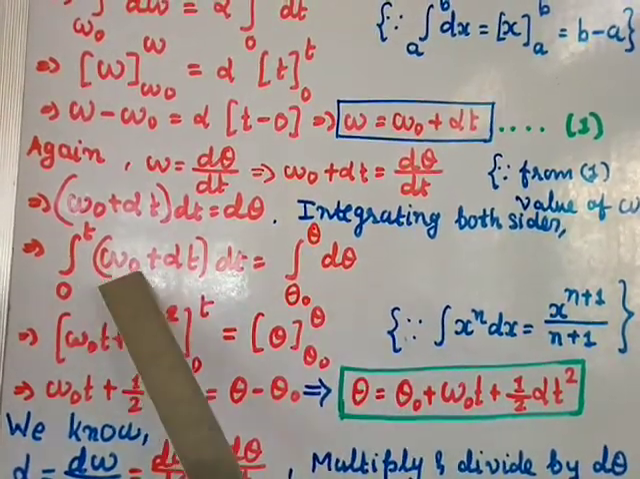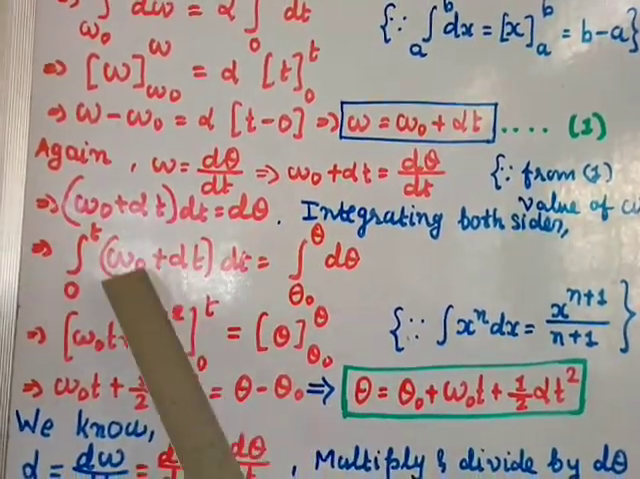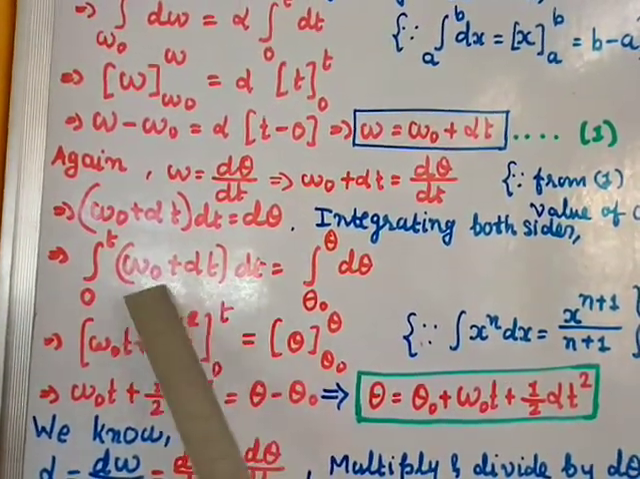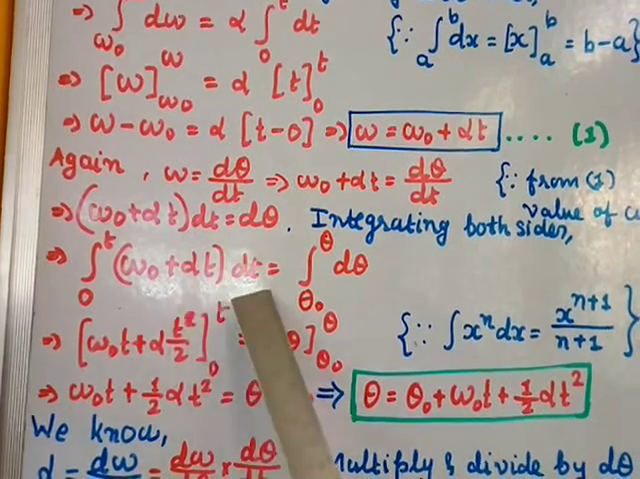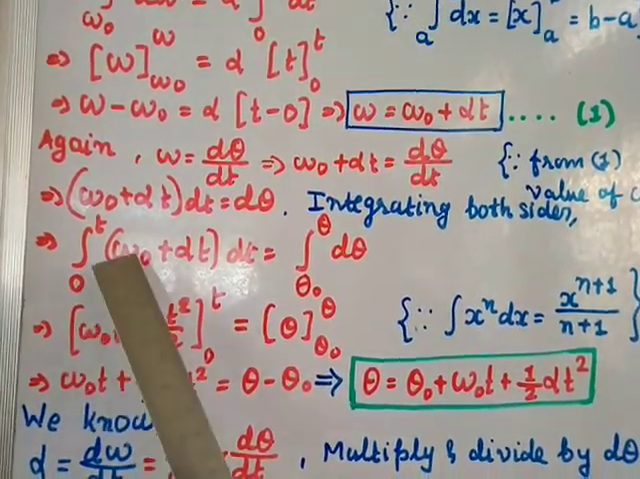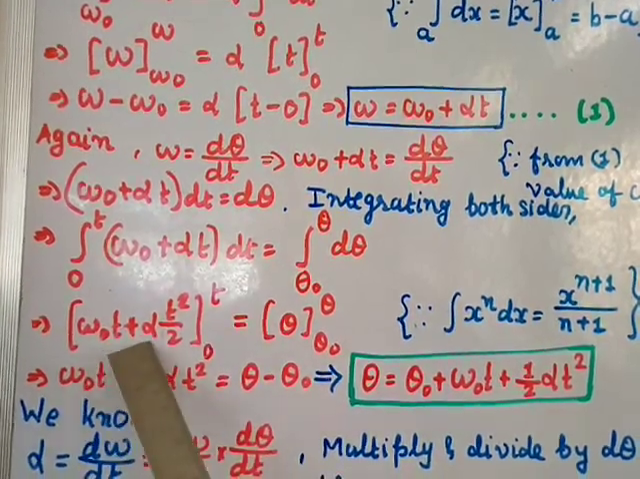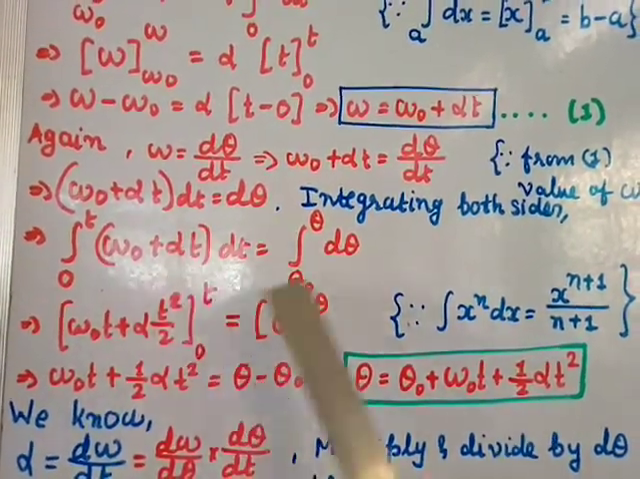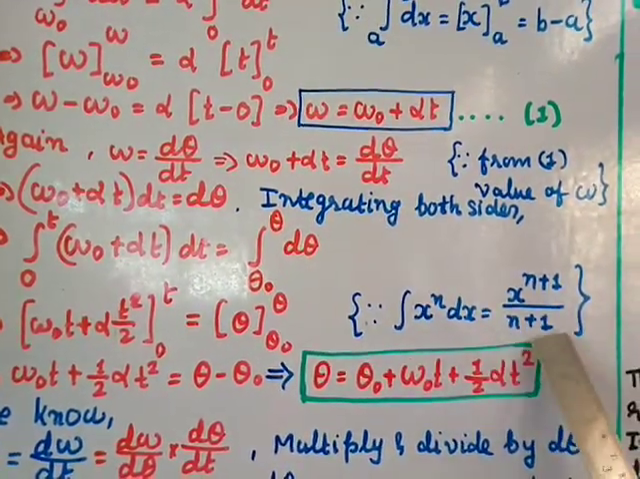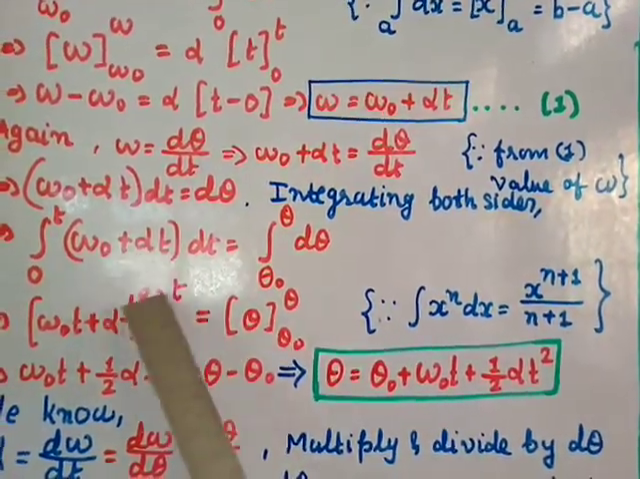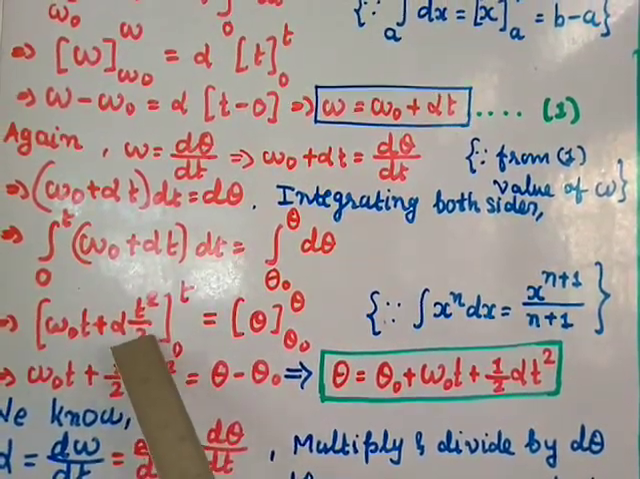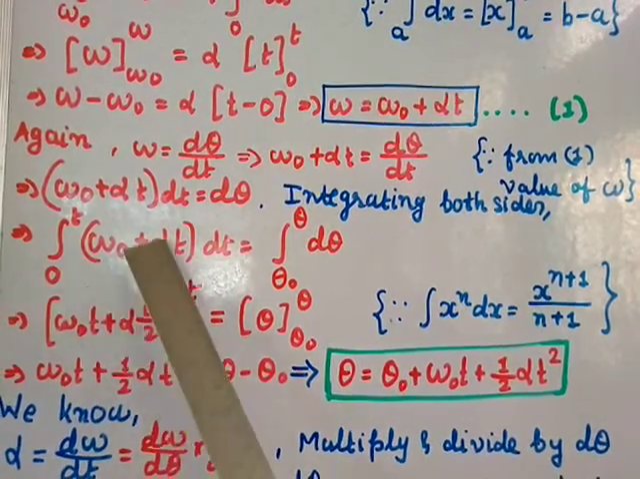Omega naught is a constant, but there is the integral of dt, right? So omega naught integral dt plus alpha integral t dt. The first integral will be omega naught t, since 1 into dt gives t. Plus alpha, and here t. We use the formula integral x power n dx equals x power n plus 1 by n plus 1. Here t power 1 means 1 plus 1, that is 2, divided by 1 plus 1, that is 2. So we get t square by 2, with alpha as it is.